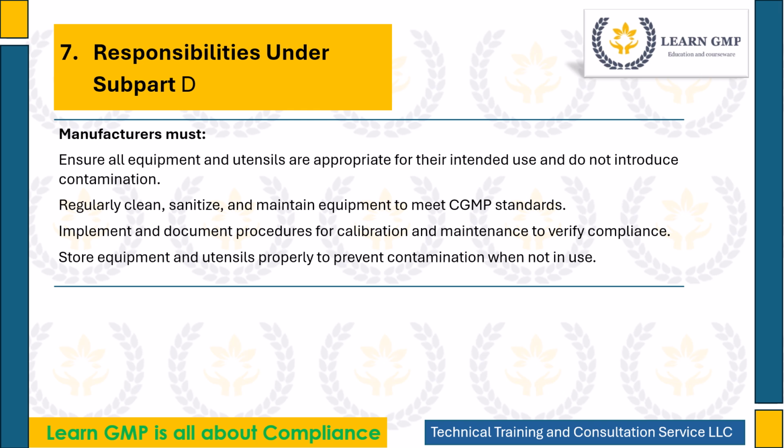Responsibilities under Subpart D. Manufacturers must ensure all equipment and utensils are appropriate for their intended use and do not introduce contamination. Regularly clean, sanitize, and maintain equipment to meet CGMP standards. Implement and document procedures for calibration and maintenance to verify compliance. Store equipment and utensils properly to prevent contamination when not in use.